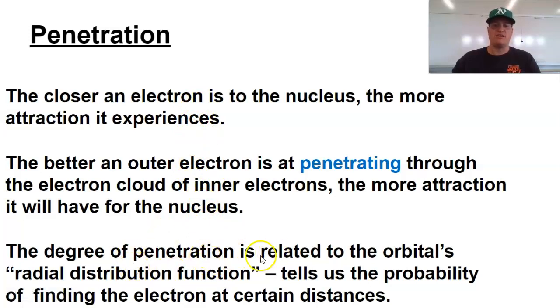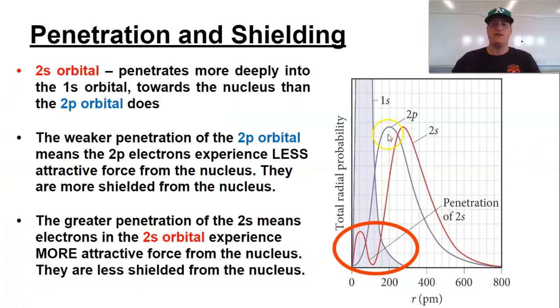Now the degree of penetration is tied to this radial distribution function. Don't look too far into that. The idea is that this tells us that at closer distances, there's a higher probability of the electron being there. So, the differences between penetration and shielding: the 2s orbital penetrates more deeply into the 1s orbital than the 2p does. When you look at the 2p, there is no penetration. You see that there's penetration of the 2s, though, but there's nothing for the 2p.